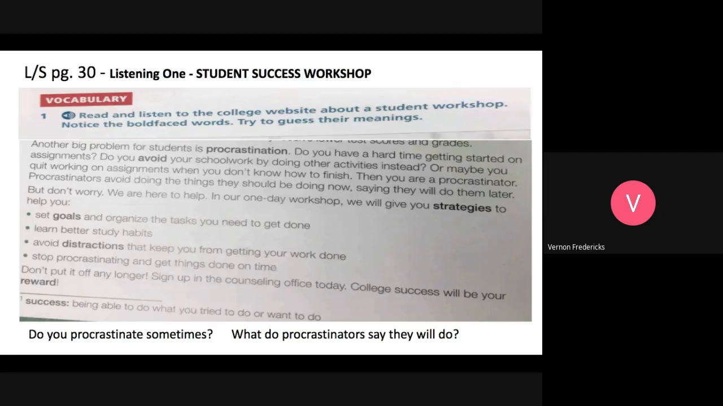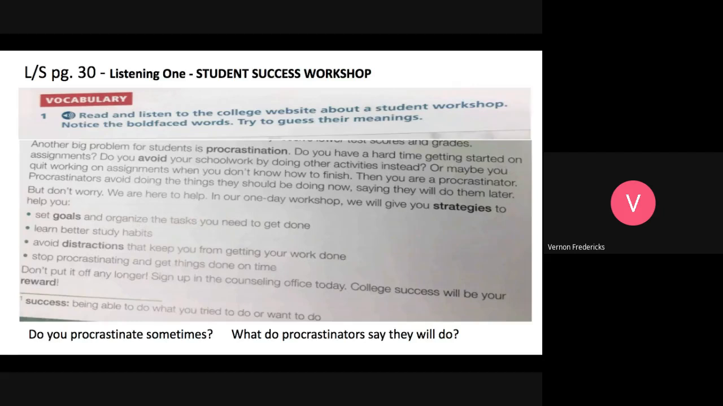Okay, so what are the strategies? Number 1, set goals and organize the tasks you need to get done. Number 2, learn better study habits. Number 3, avoid distractions that keep you from getting your work done. And number 4, stop procrastinating and get things done on time.